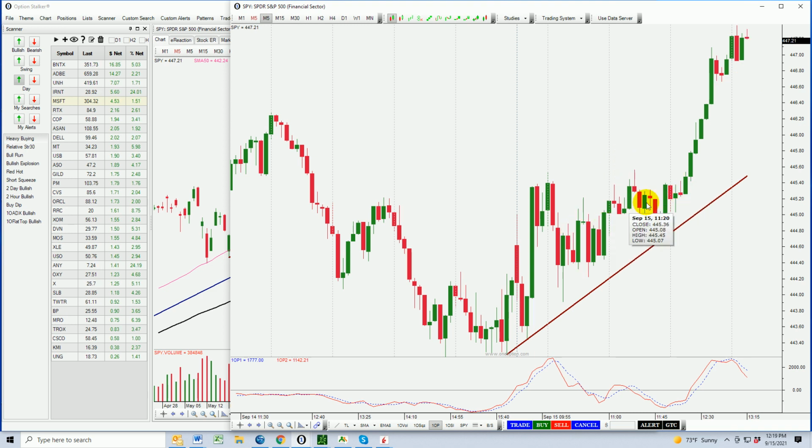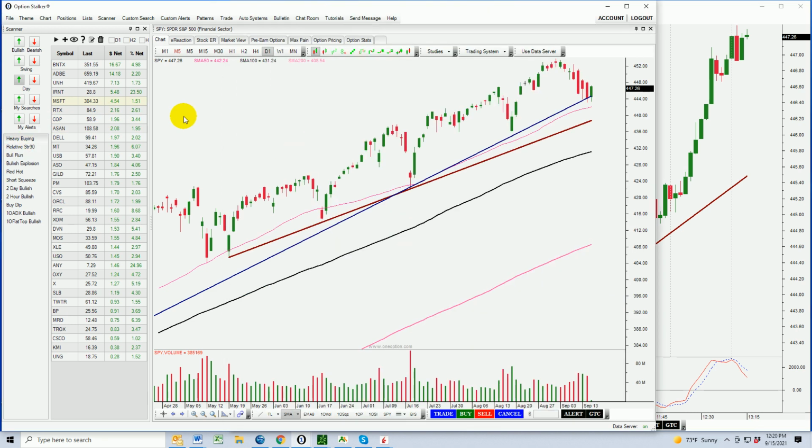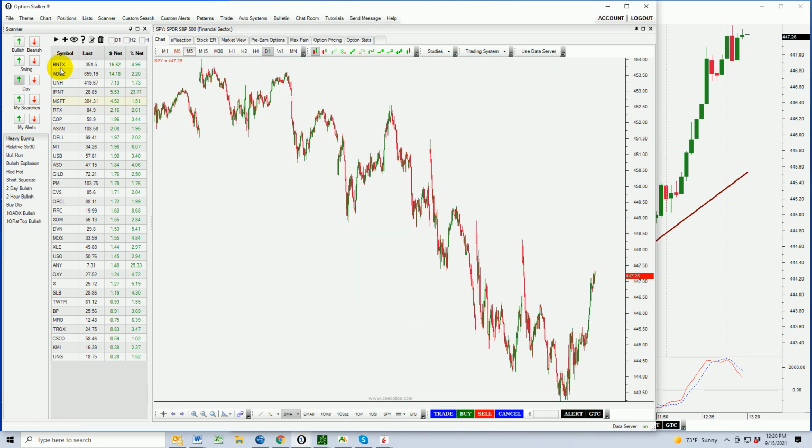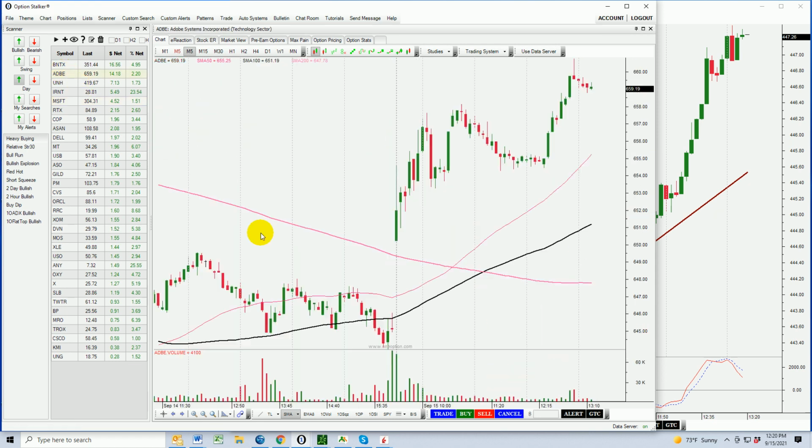I didn't have to be trading the S&P 500 because I was seeing a bullish divergence setup. I could have been going in and trading super strong stocks that were popping up on our heavy buying list, on our relative strength 30 list. Let's take a look at some of these, and let's go into a 5-minute chart. Let's take a look at Adobe.